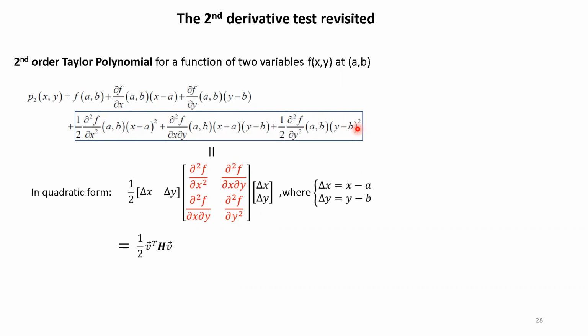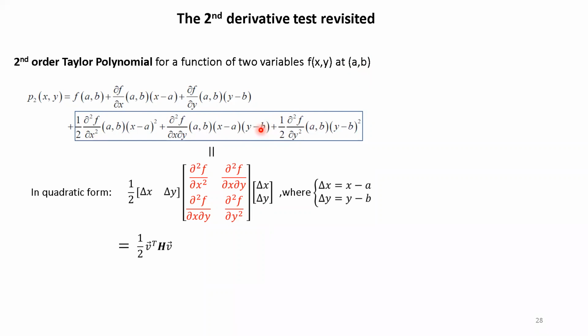On the other hand, if AB is a minimum point, then again you change your X and Y coordinates a little bit away from A and B, and you always find an increase in your function value. So this whole term has to always give you a positive number, whenever X minus A and Y minus B have some small finite value.